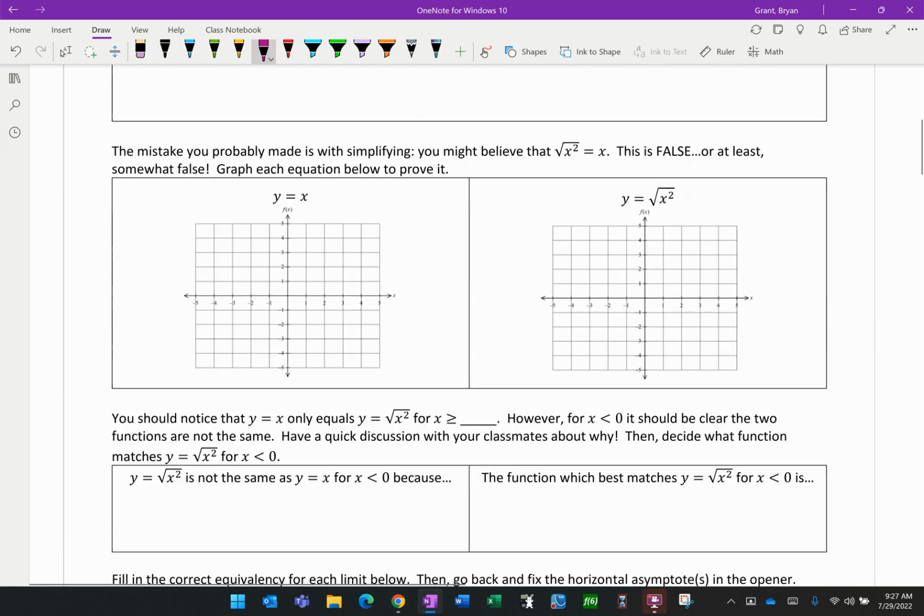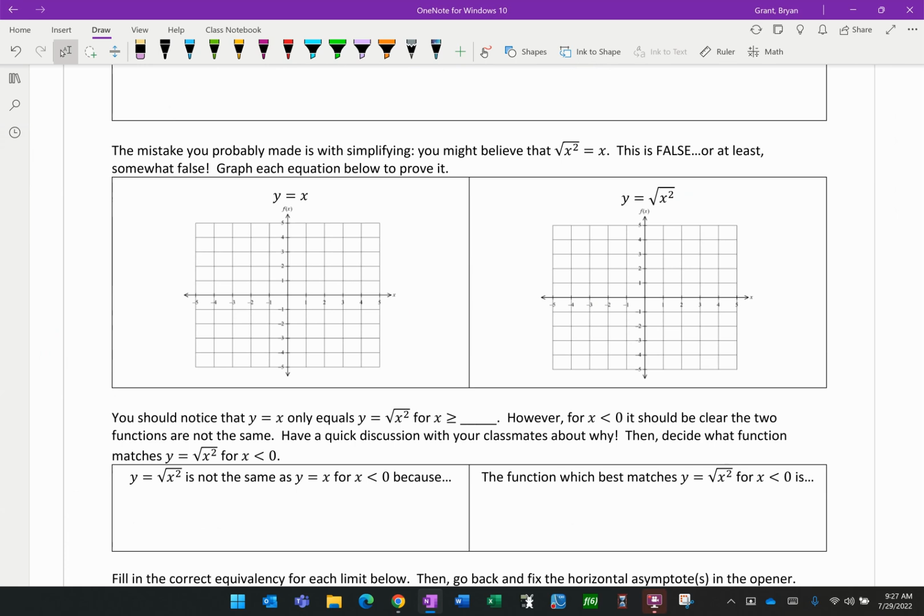Well, the mistake you probably made is with simplifying, right? You might have thought that the square root of x squared is equal to x. And that's actually false. Or it's not completely false, but it's somewhat false. And so we're going to go ahead and prove that right now by graphs. Because if we say these are equal, then the graph of y equals the square root of x squared, which is the left side, and the graph of y equals x should be the exact same graph.